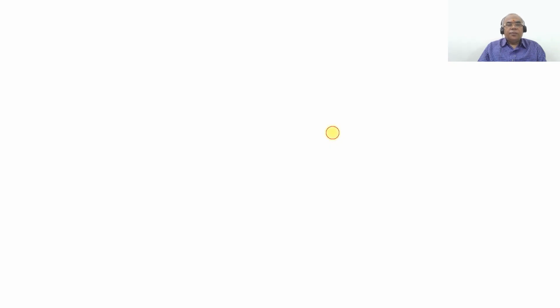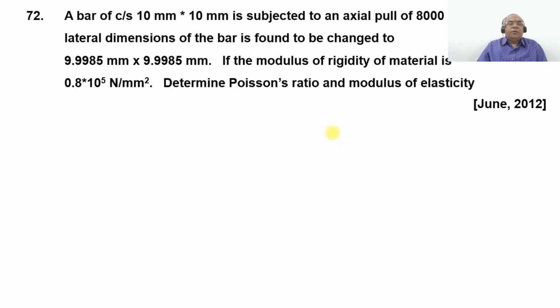Now, in this video, we will take up one more problem on a bar, problem number 72. A bar of cross section 10 mm by 10 mm is subjected to an axial pull of 8,000 Newton. The lateral dimensions of the bar are found to be changed to 9.9985 mm by 9.9985 mm. If the modulus of rigidity of the material is 0.8 into 10 to the power of 5 Newton per mm square, determine the Poisson's ratio and modulus of elasticity.